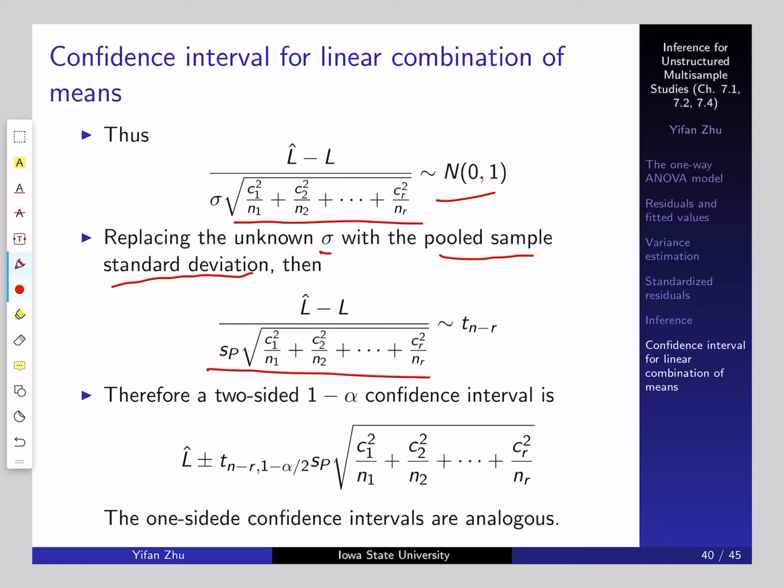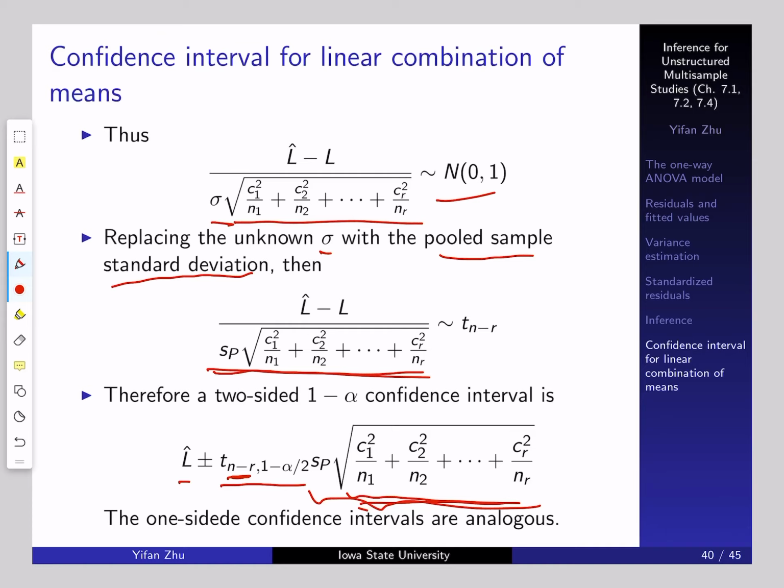Therefore, the two-sided 1 minus alpha confidence interval is this. It is L hat plus or minus the quantile. The quantile used here is the 1 minus alpha over 2 quantile for the two-sided confidence interval, and the distribution is t with n minus r degrees of freedom. Okay? And this part is just the standard error, or sample standard deviation, of L hat, right? This denominator is the sample standard deviation of L hat. It is SP times this big thing under the square root.